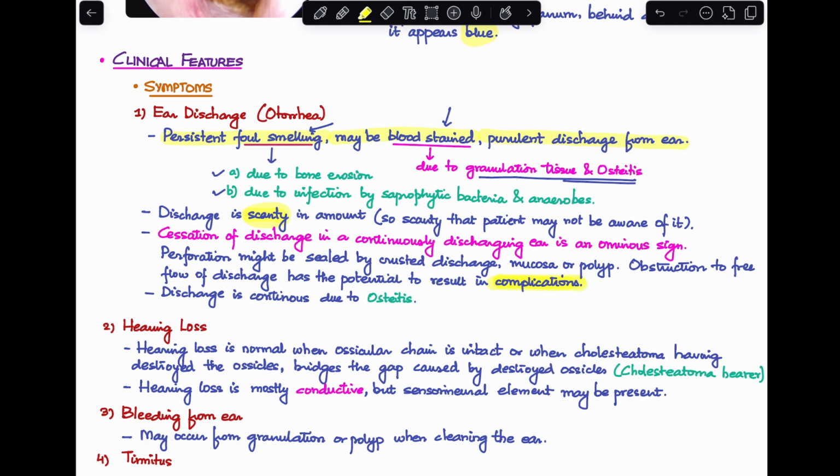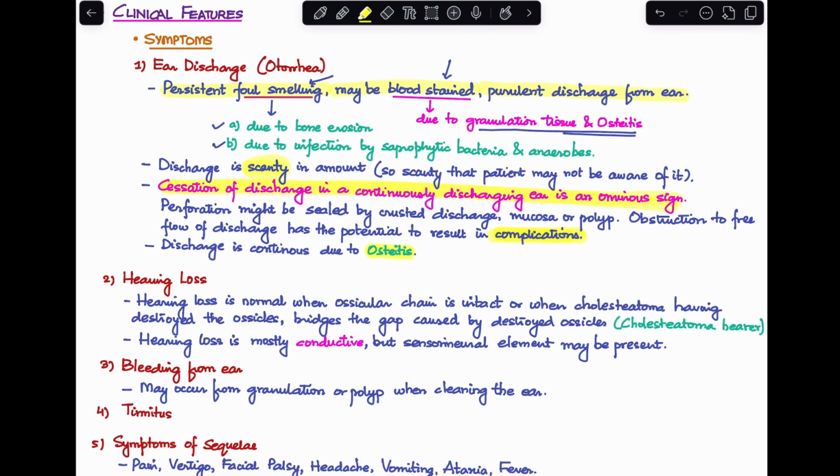So, a cessation of discharge in a continuously discharging ear is a very ominous sign. This is very important for you to remember. Next, the discharge is usually continuous in these cases due to the presence of osteitis. So these are all the features of ear discharge in an atticoantral type.